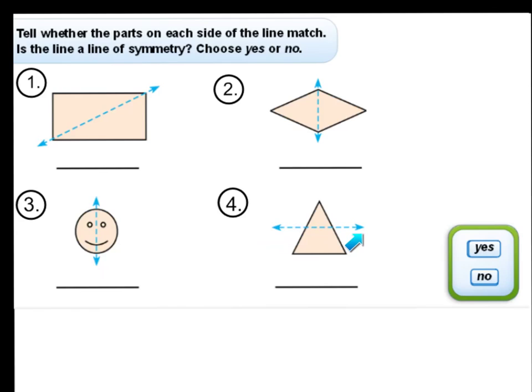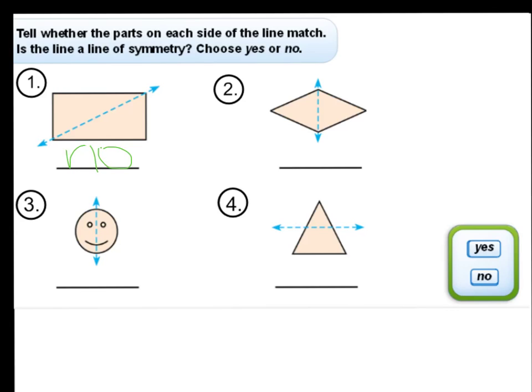Okay, so for number 1, you should have written, no, this one does not have a line of symmetry where the blue line is drawn. Now many people get tricked on this one because they think, well, if I fold it in half, then it would match up, which is true. If you folded it vertically or horizontally, it would match up. But where the blue line is at, it doesn't match up. It only matches up if you were to fold the rectangle horizontally or vertically. Now, if you want, you can take your piece of paper and try it and see if that's true.